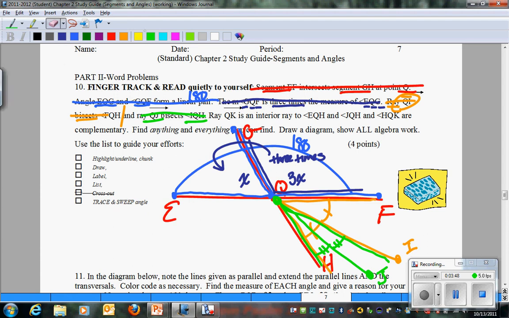Alrighty. So now it says here that QK is interior to EQH. Now, interior does not mean it goes through the middle. It just means it's in there somewhere. Okay? So let's trace EQH. And we have an interior ray called QK. Notice I don't put it down the middle. It's really important that you offset it a bit so that you don't confuse yourself as going down the middle.